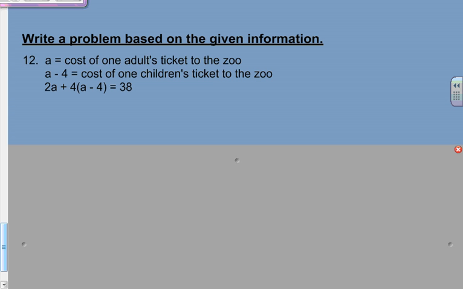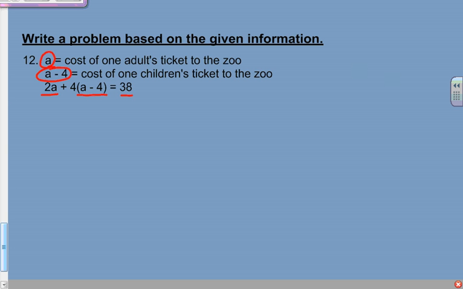All right, we're going to go on to my last example, because we're running out of time. You're going to be asked to write a problem based on given information. So in this information, we're given the letter A is equal to the cost of one adult's ticket to the zoo. A minus 4 is equal to the cost of one child's ticket to the zoo. And then our equation looks like we have 2 adult tickets and 4 children's tickets, and a total of 38. So as we break down what each piece means, that's what we have.